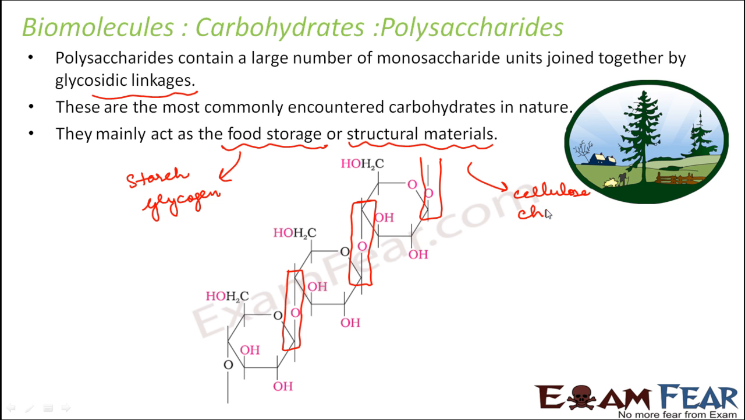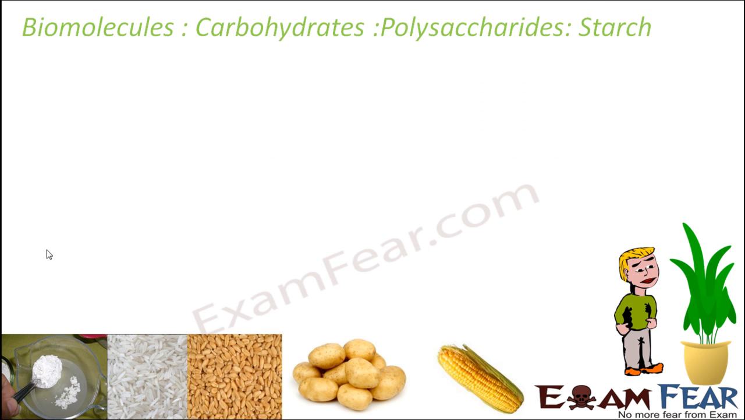Similarly, another example would be chitin. Chitin is another structural material which is generally seen in the exoskeleton of insects. So in that way polysaccharides are used as both food storage as well as structural material. Examples would be starch, cellulose, glycogen, the three most common examples of polysaccharides.